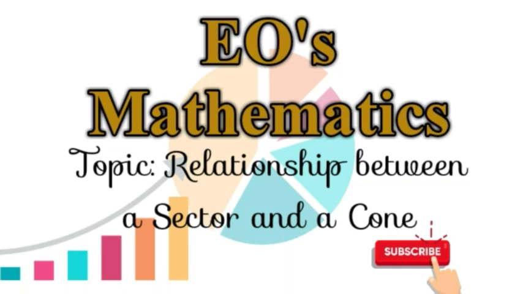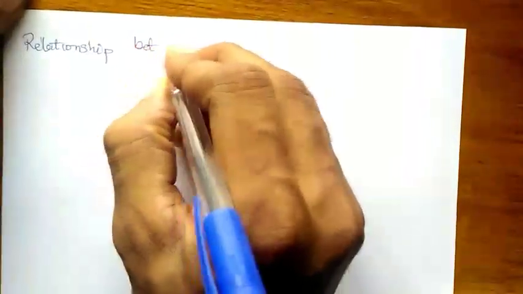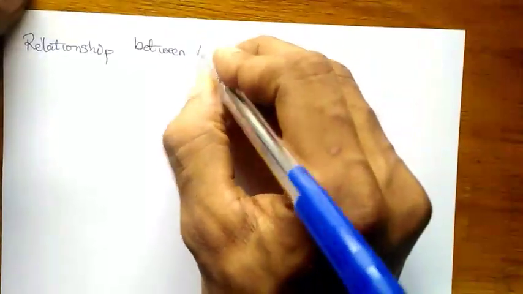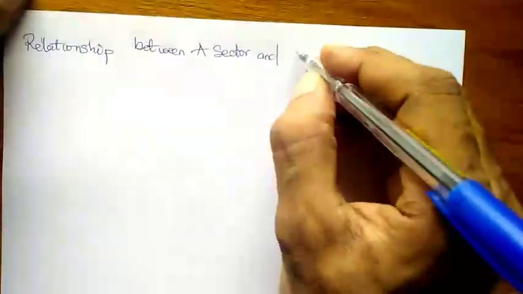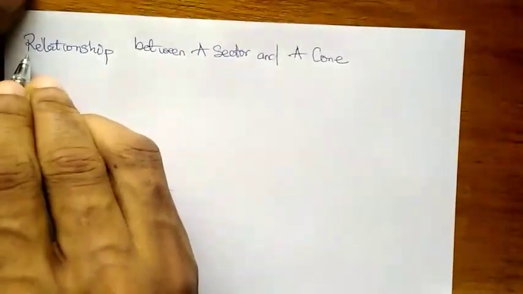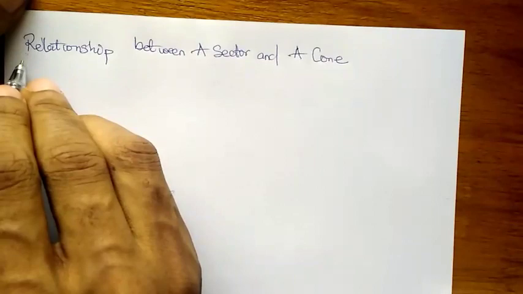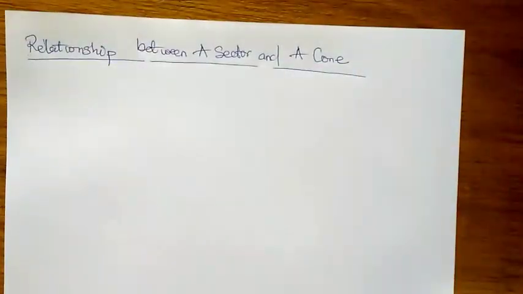In today's topic, we are going to be talking about the relationship between a sector and a cone. In the previous topic, we talked about circles, mensuration of a circle, the length of an arc, sectors, segments, their areas, and their perimeters. Now today we want to see the relationship between a sector and a cone.